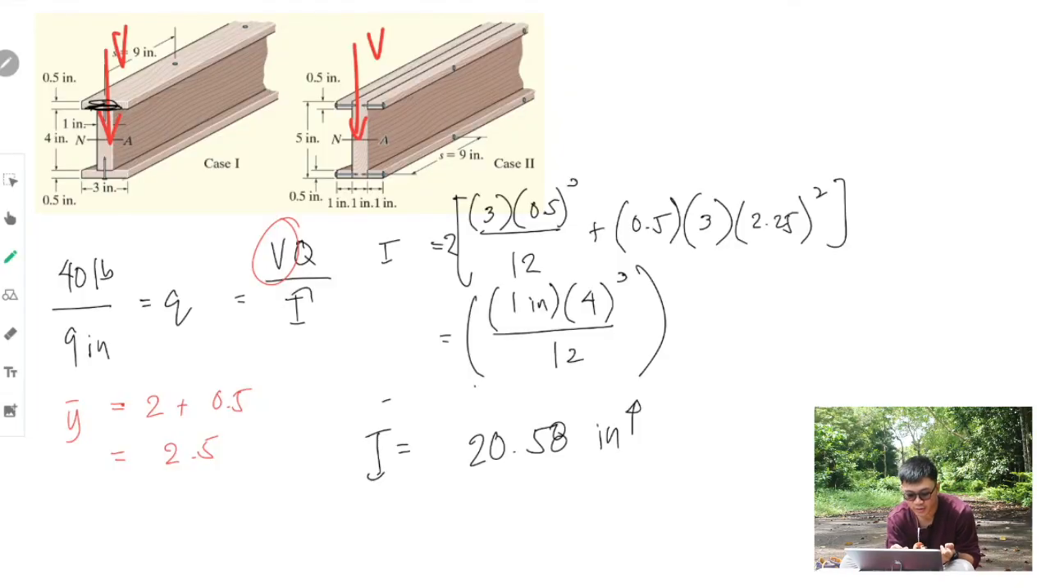So we have already solved for our I, and we have to solve for Q. So how do we solve for Q? And take note, we have two cases. In the first case, the planks are placed only at the top and bottom. In the second case, pairs of planks are placed at each side of our I, the web part of our beam.